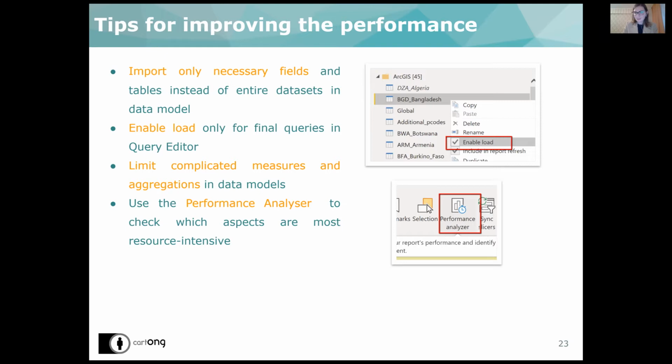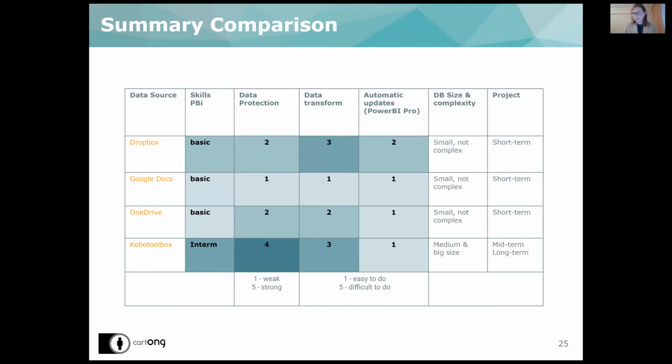Performance analyzer is more front end, but in case it's interesting, let us know. The summary comparison is very precise. It's based on our experience, and I'm almost done with my part. We looked at Dropbox, Google Sheets, OneDrive, and Kobotoolbox. There are many more, but during this workshop, what kind of Power BI skills do you need? I say for Dropbox, Google Sheets, OneDrive basic, but maybe for Dropbox you will need more advanced, but not much, just to know where to click to explore your data.